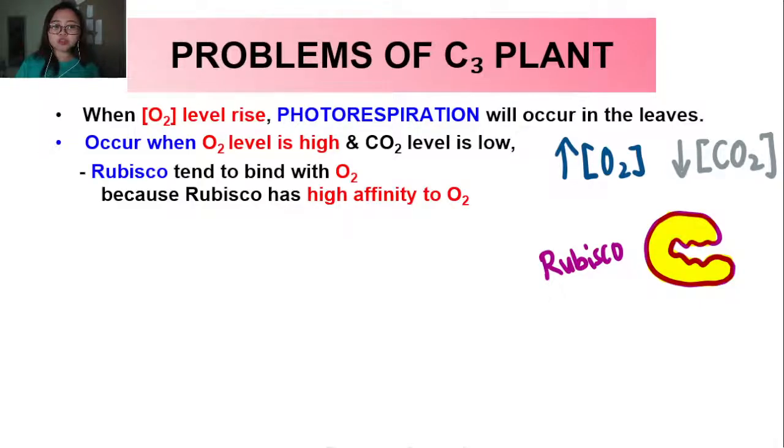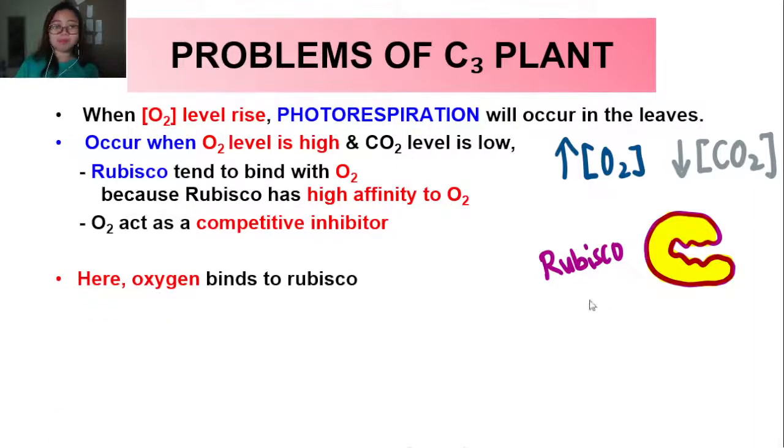The problem with rubisco: rubisco tends to bind with oxygen because rubisco has a high affinity to oxygen. If you compare oxygen with carbon dioxide, rubisco prefers oxygen. It is good at cheating. So, oxygen will act as a competitive inhibitor. It is like the third party who disrupts the marriage between carbon dioxide and rubisco. It is a competitive inhibitor to this enzyme.